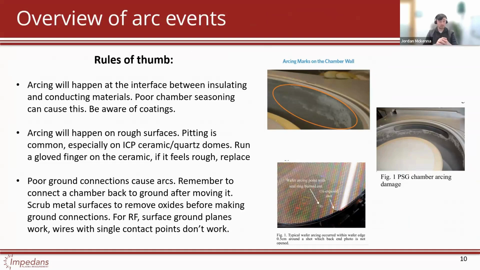Beware of coatings. Arcing will also happen on rough surfaces. Pitting is common, especially on some ceramics or quartz stones. So run a gloved finger along the ceramic, and if it feels somewhat rough, then replace it. And finally, as we mentioned, poor ground connections cause arcs. Remember, if the chamber is moved, to connect it back to ground. For RF, surface ground planes work. Wires with a single contact point do not work. So those are the main causes of arcs that we typically see in semiconductor processes.